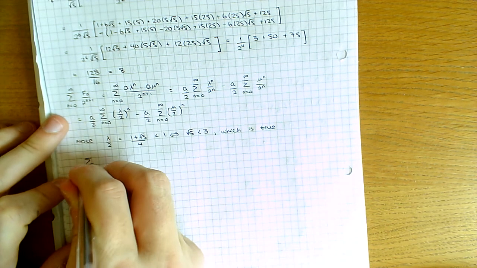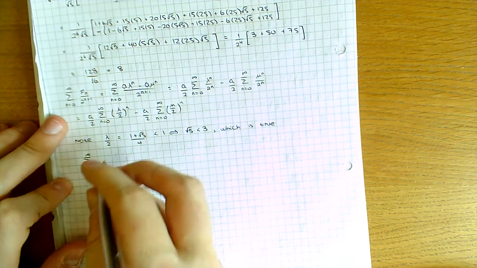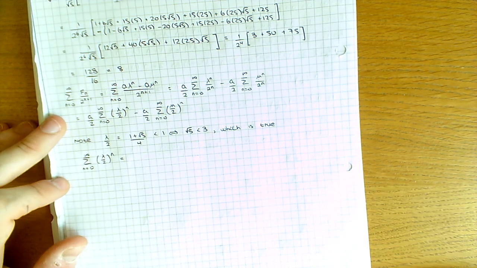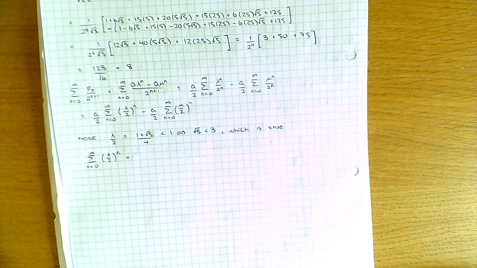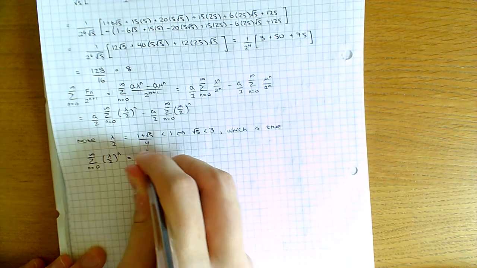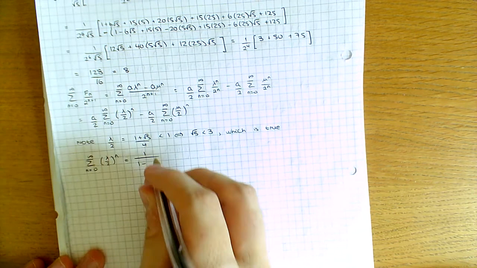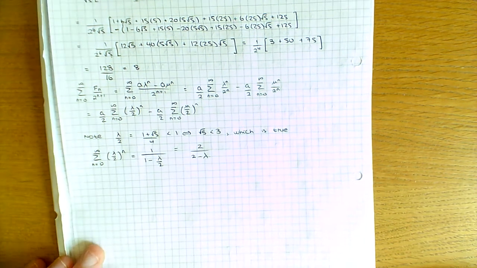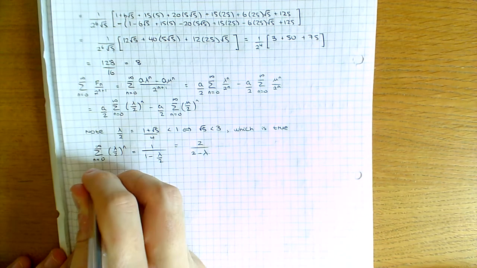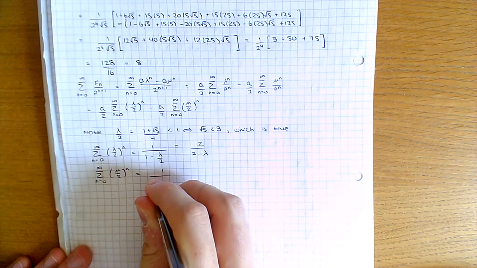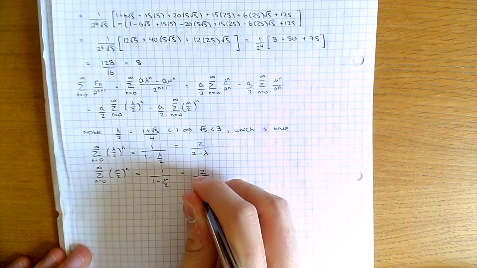So what is this sum? We end up with the sum from 0 to infinity of lambda over 2 to the n equals, so the sum of the geometric series is the first term over 1 minus the common ratio. The first term is when n equals 0, so that's just 1, over 1 minus the common ratio, which is lambda over 2. And so we're left with 2 over 2 minus lambda. Likewise, the sum from 0 to infinity of mu over 2 to the power of n is 1 over 1 minus mu over 2, which is 2 over 2 minus mu.